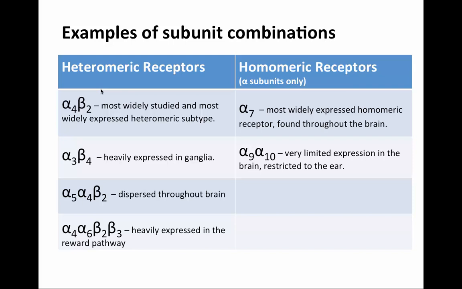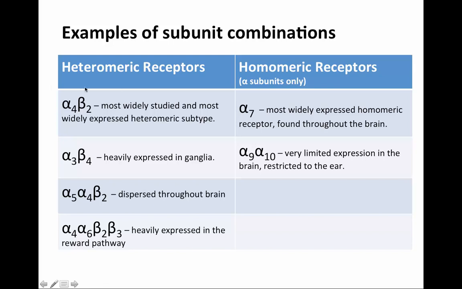The alpha-3 beta-4 subtype is heavily expressed in ganglia. The alpha-5 alpha-4 beta-2 subtype is widely expressed throughout the brain. And some combinations can be quite complex. The alpha-4 alpha-6 beta-2 beta-3 subtype is heavily expressed in the reward regions of the brain. Again, these are just examples of some of the subtypes that have been discovered and is in no way a comprehensive list. You'll notice that the subunits listed here do not add up to 5 subunits.